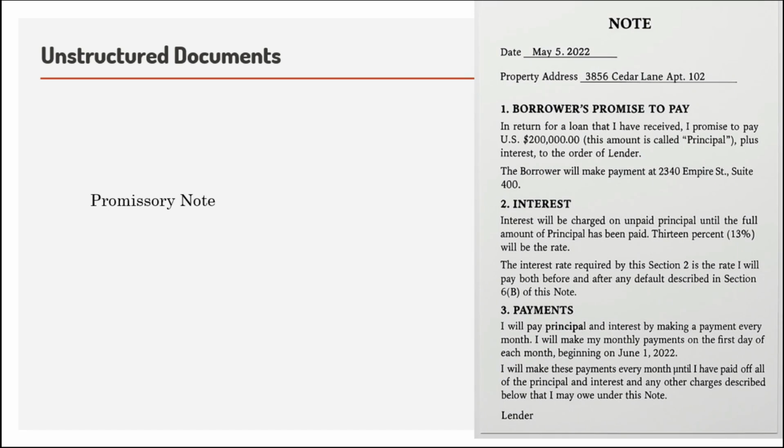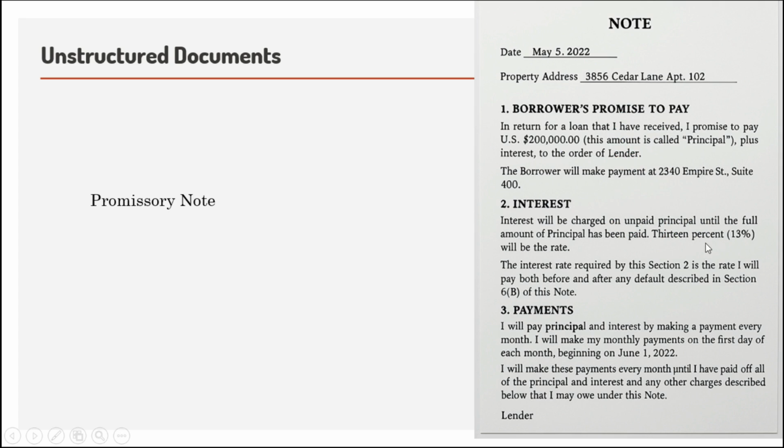Promissory note. Here also, this is an unstructured document because you can see I promise to pay this much amount. This is called principal. So if a bot has to take the principal amount, it has to look into this one. So there are no key and value pairs, right? And for interest, even though there is a section on interest, we need to find out here.